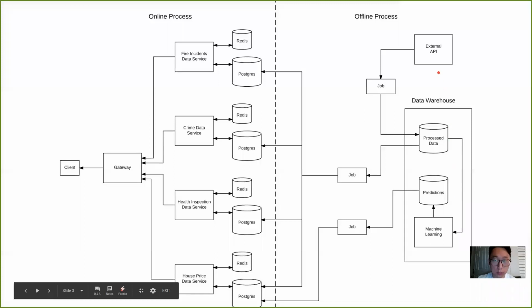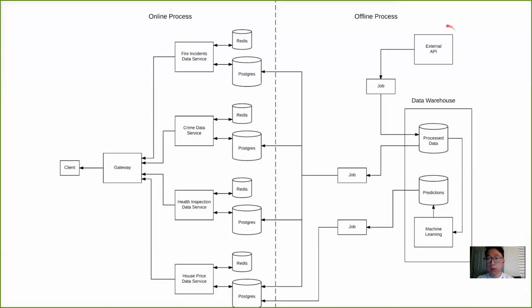This is our high-level architecture. We split it into the online process and the offline process. In the background, we have a job that runs 24 hours. In my case, it runs once a day, and it grabs all the updated fire incidents data into the data warehouse. Then our background worker puts it into the local Postgres within my microservice so that my fire incidents service can access it.